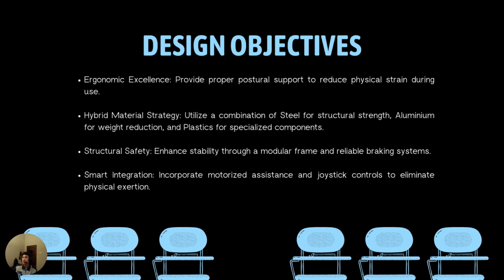The next one is the design objective. The first objective of our mini project for wheelchair is ergonomic excellence, which provides proper postural support to reduce physical strain during use. The second one, hybrid material strategy, utilizes a combination of steel for structural strength, aluminium for weight reduction, and plastic for specialized components.